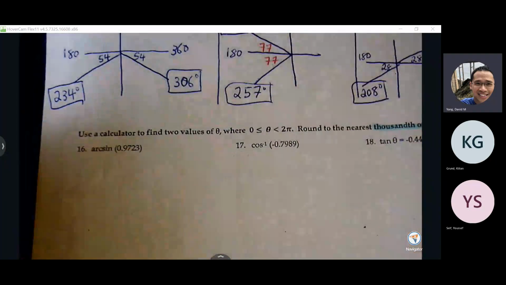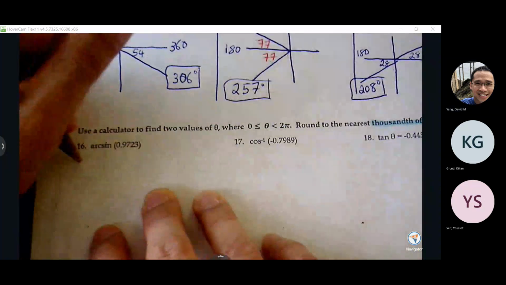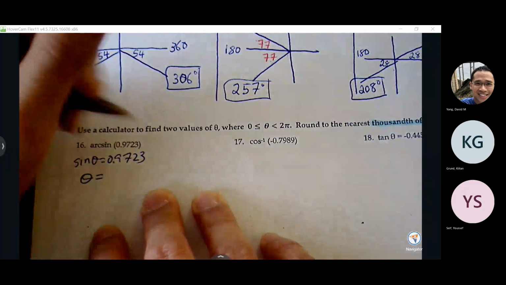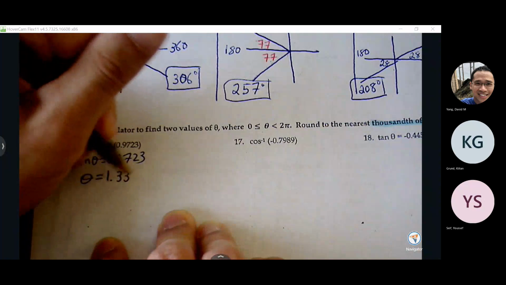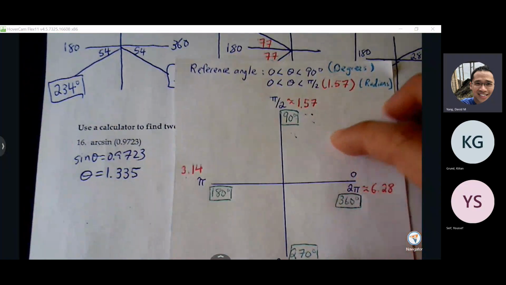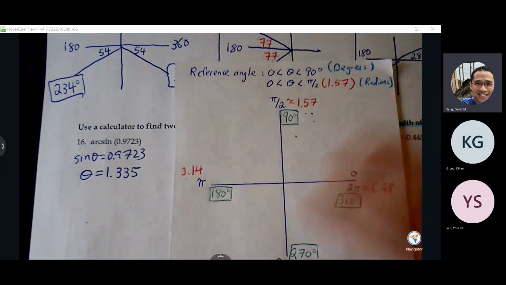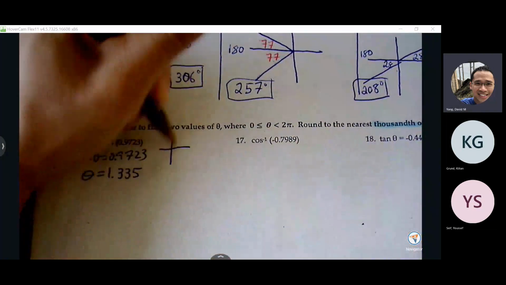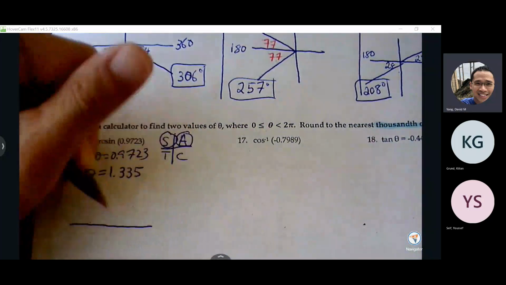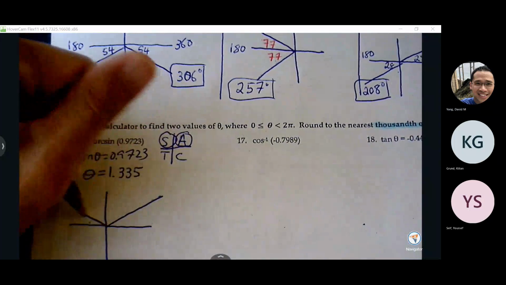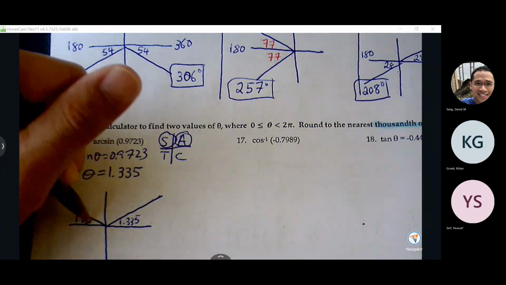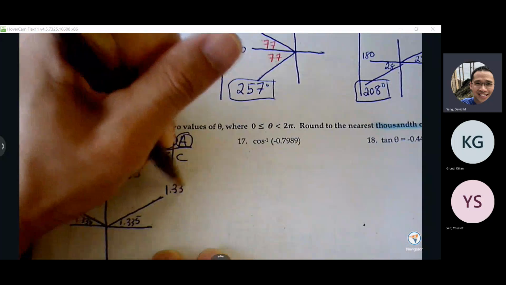Okay, arc sine of 0.9723. So 1.335, that's actually in the first quadrant. So we know that is a reference angle for us. Sine is going to be positive in the first and the second quadrant. So we can build out using our reference angle. So 1.335 is already our first quadrant measure.